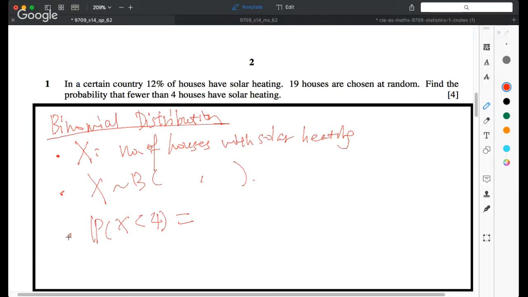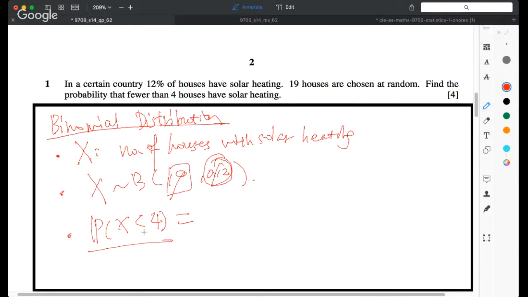And next step, we want to find which distribution x follows. It follows a binomial distribution, but what are the things we need to fill in here? One is n, and the other one is p. So the n is what? The total number of houses is 19. And what about p? Because it says that 12% of houses have solar heating, the probability for a house to have solar heating is just 0.12. Yes. And the next step is to write down the problem and to calculate.